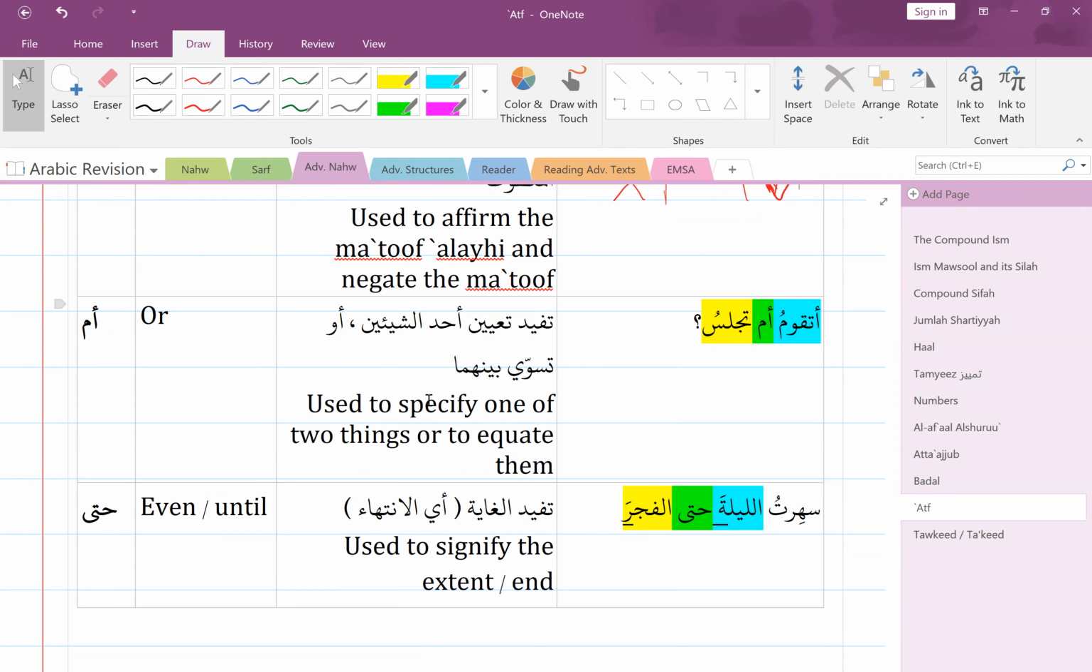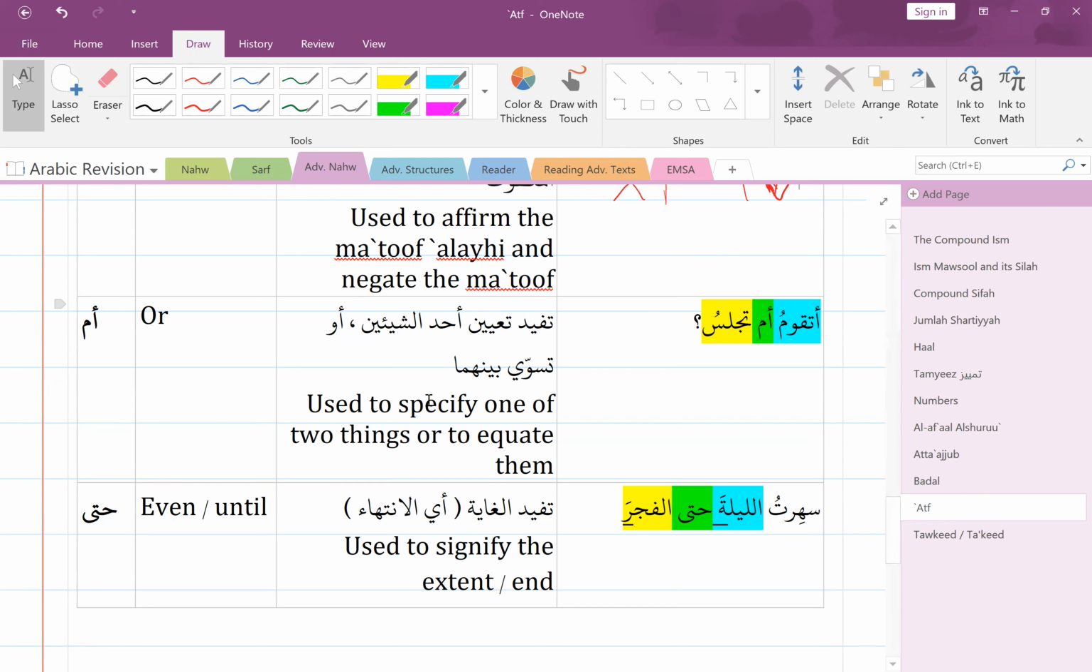So for example, أتقوم أم تجلس? Are you going to stand or are you going to sit? I'm equating two things, standing and sitting. So which one are you going to pick? Again, it's mostly about choice, but I'm equating two things.